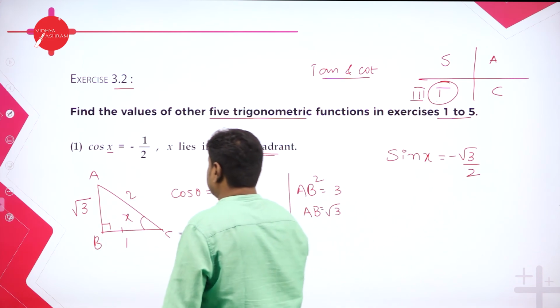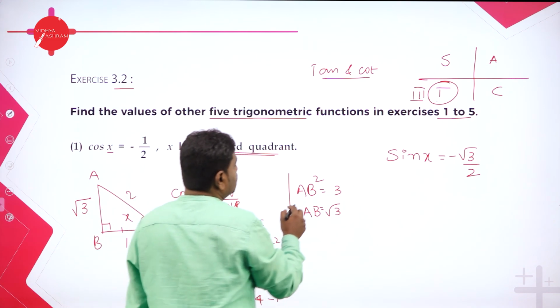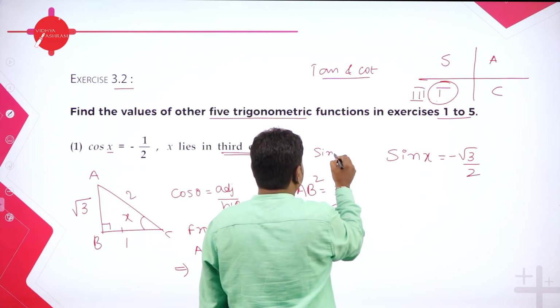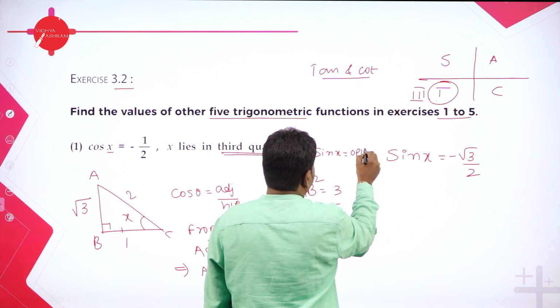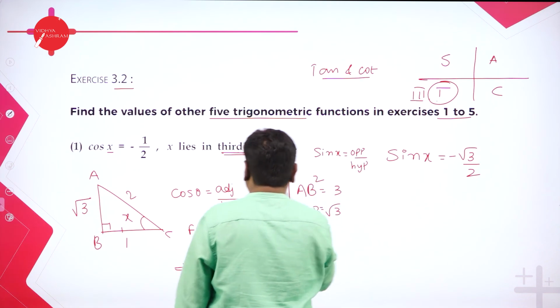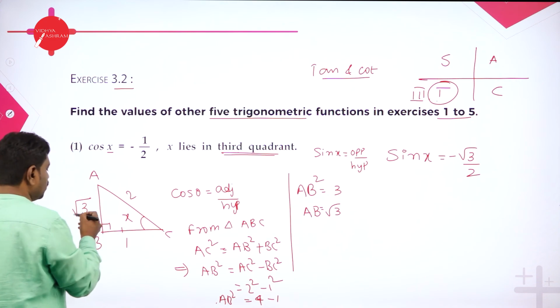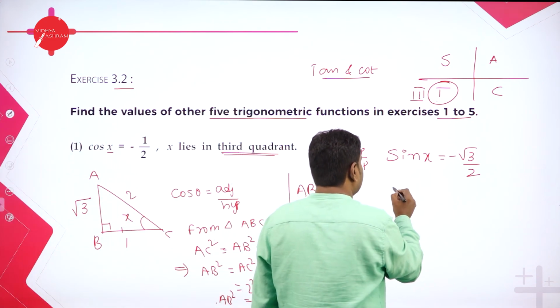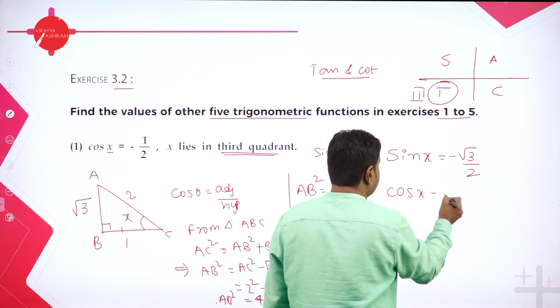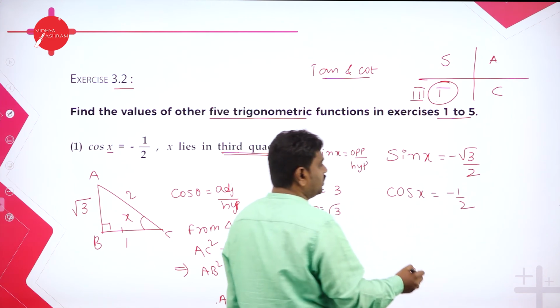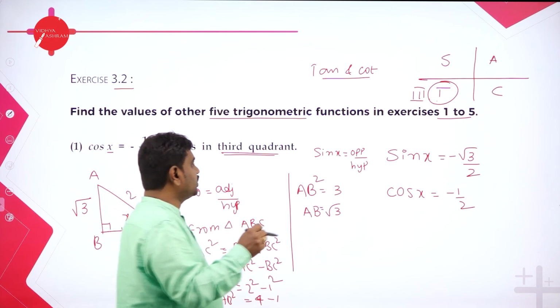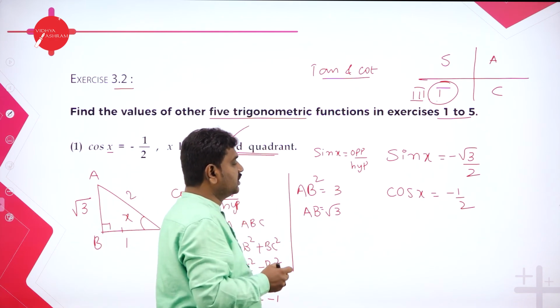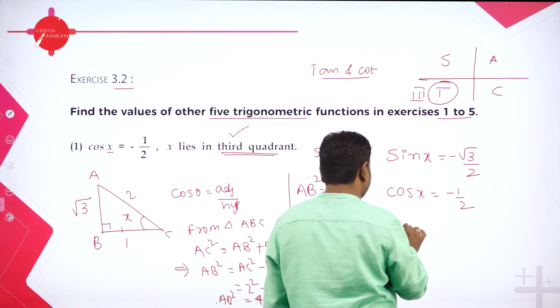First I saw the definition of sine. All of you know sine means what? Opposite by hypotenuse. For the angle x, opposite is root 3, hypotenuse is 2. Root 3 by 2 I should write, but I am putting a negative sign. And cos x they give negative. Cos x is minus 1 by 2. And sine and cos are negative because it lies in which quadrant? Third quadrant.